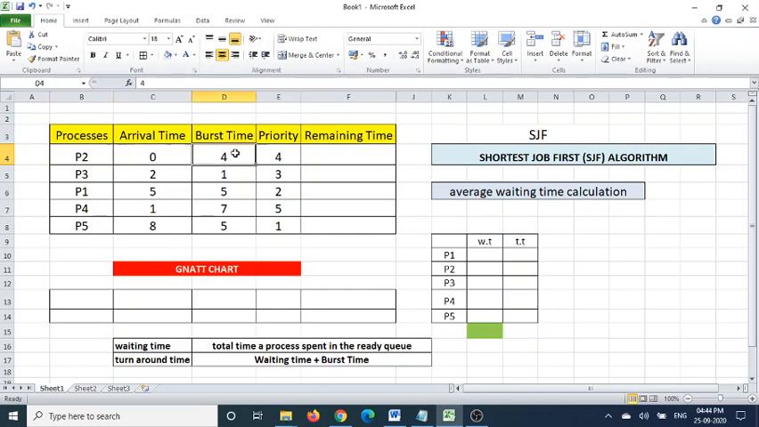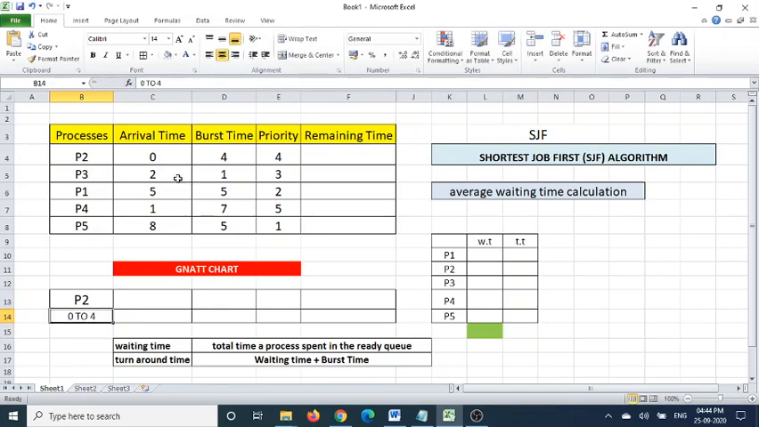P2's burst time is 4. In this case, 0 is the arrival time, and all these are coming after that. So in this first scenario, you see only the P2 process. There is no algorithm applied. You just select the P2 and P2 will run. So I'll just put P2. P2 will run from 0 to 4 because it is non-preemptive.